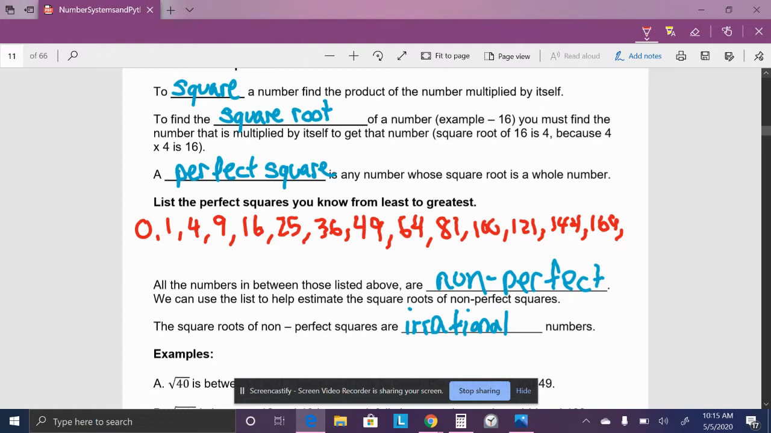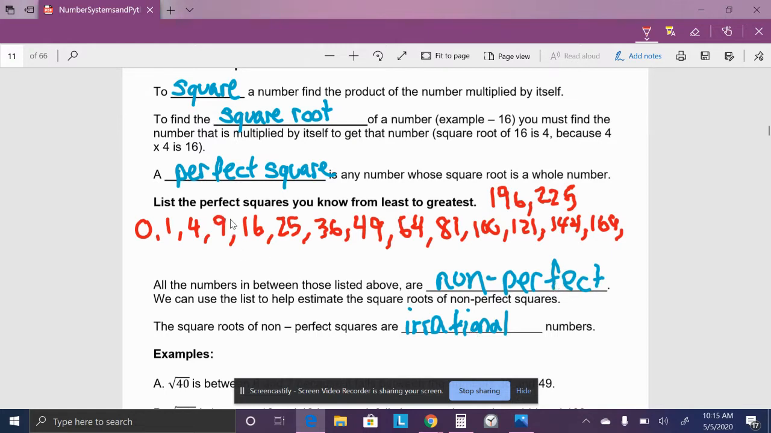Running out of space here. We'll do it up here. 196 and 225. All right, so that's all the way up through 15 squared. Those are my perfect squares. So that means when I square root any of these numbers, you're going to get a nice whole number answer. Anything that's in between here is going to be a non-perfect square, and you're going to get an irrational number.